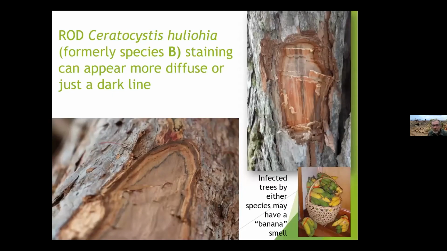Ceratocystis huliohia can be a little less distinct. One thing we do see sometimes with huliohia is just this black line, the sort of fungal invasion layer. The pathologists have said, yeah, we see it a little more smeary, a little less distinct, but to me, that's pretty subjective. Unless you've looked at lots of trees and then subsequently had the diagnosis, you're not going to tell that, but you will see some sort of streaking in things.